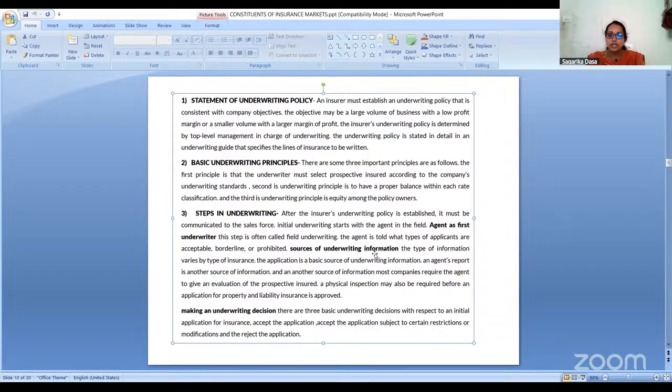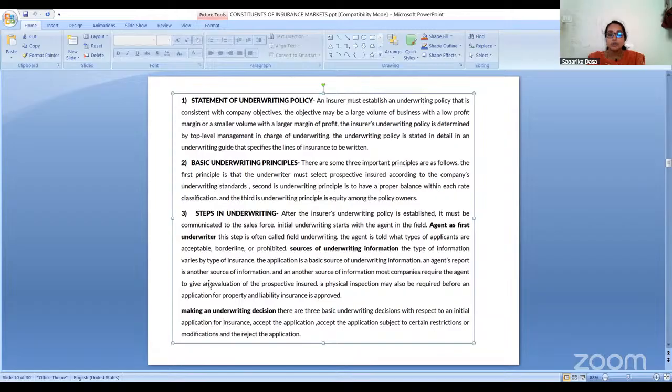Then, sources of underwriting information. The type of information varies by type of insurance policy. One insurance policy's information will differ from another's. Hence, there should be a clear differentiation of where we are gathering the information from. The application is the basic source of underwriting information. Suppose we are taking an insurance policy, we need to fill in an insurance policy document. Based on that, we can easily identify the underwriting information.